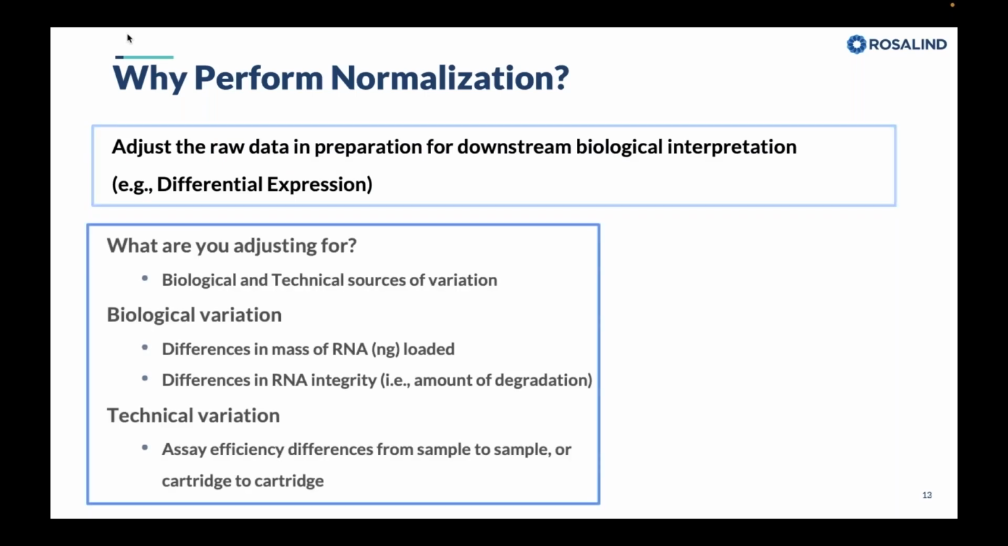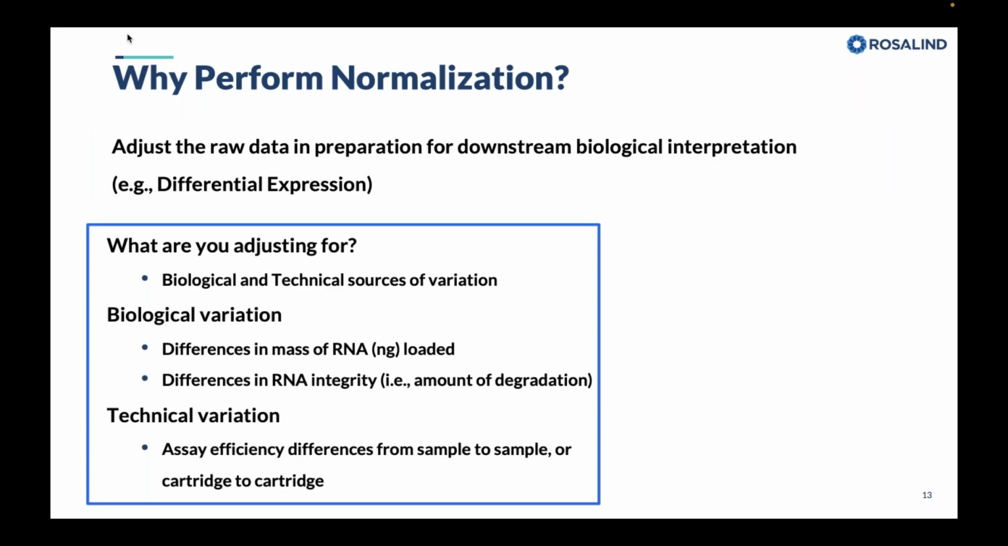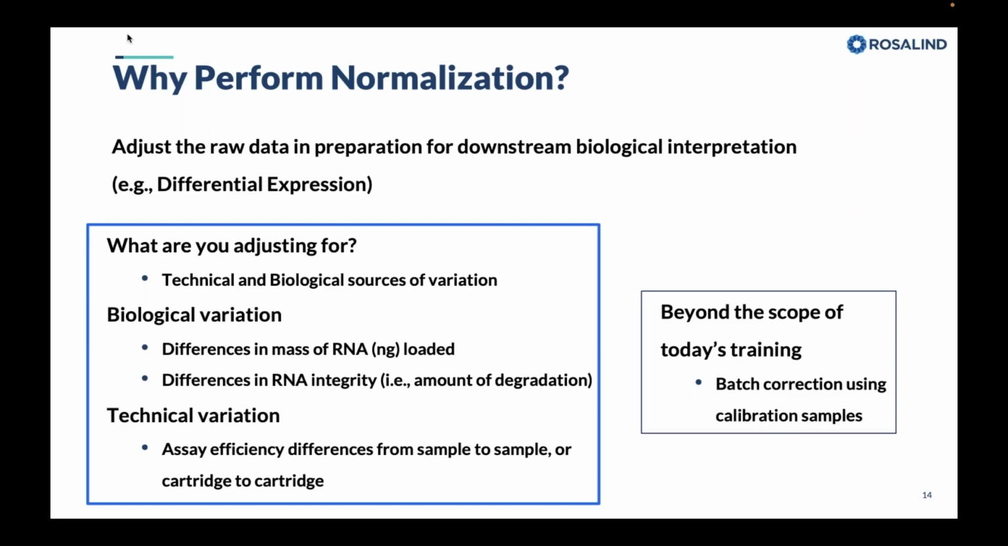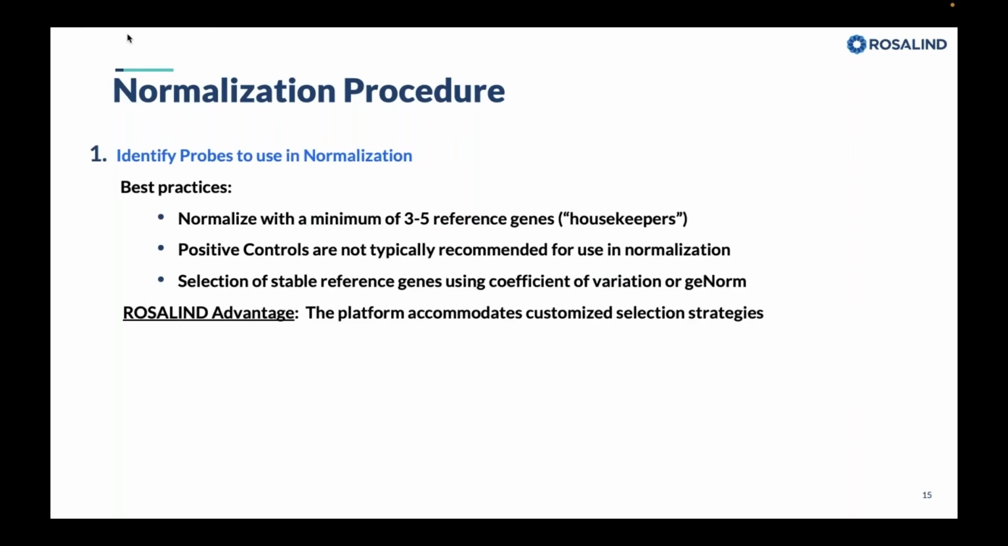And so we're adjusting for 2 different sources of variation. There's biological sources of variation, there's technical sources of variation. So let's talk about the normalization, how it's done, the choices we make, and why we do it. First step is we want to identify probes to use in normalization. And I listed some best practices here.